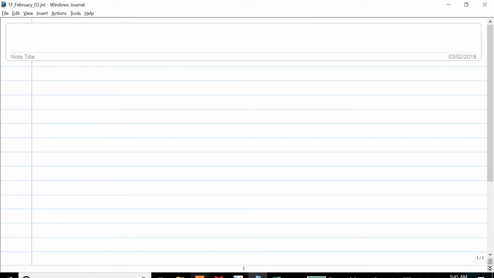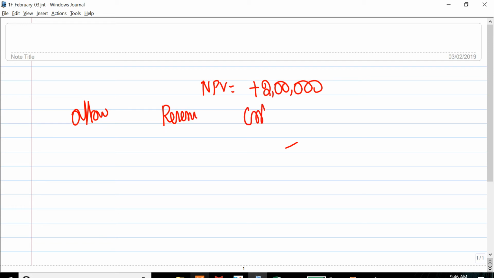I have started with a project. I did the NPV calculation. Okay, looks to be a good project. NPV is 2 lakh rupees. Now this NPV is influenced by multiple factors: outflow, revenues, cost, discount rate, life, salvage value, working capital. There are multiple parameters which go into the calculation of NPV.